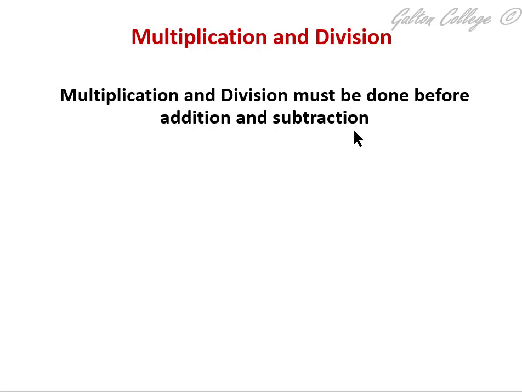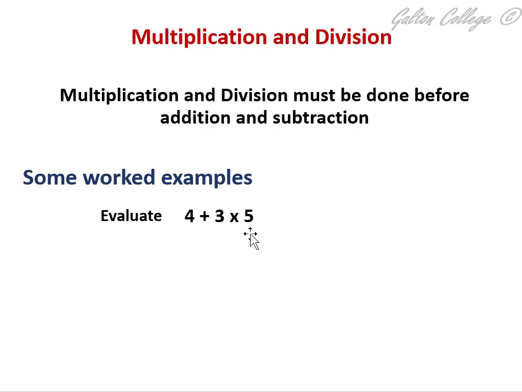Multiplication and division must be done before addition and subtraction. That's another rule you must remember. So you've got two rules. You've got inside the brackets first, and now multiplication and division must be done before addition and subtraction. Look at this one. 4 plus 3 times 5. We must do this first. We must do the 3 times 5 first. It's the first calculation. So it's 4 plus 15. 19.